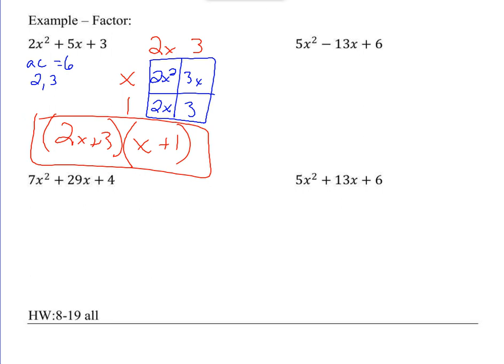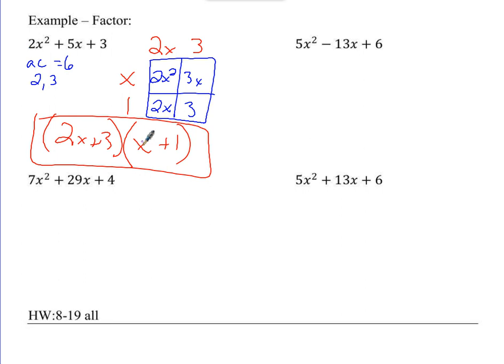Since this is the first one we've done, I want to show you that what we get is actually what we started off with. So that means to check my answer, I need to do what? We need to FOIL. Yeah, factoring is what we did. FOIL puts it back together.